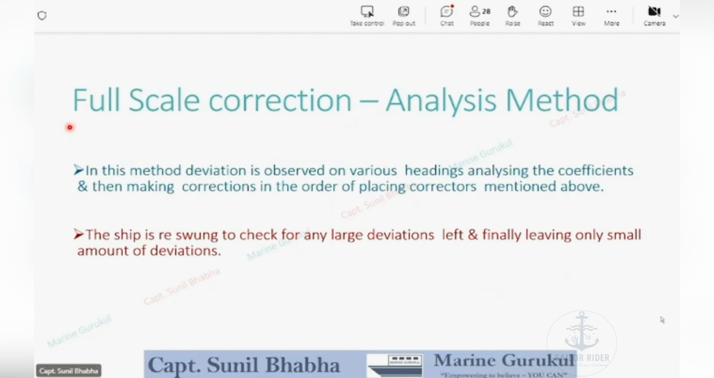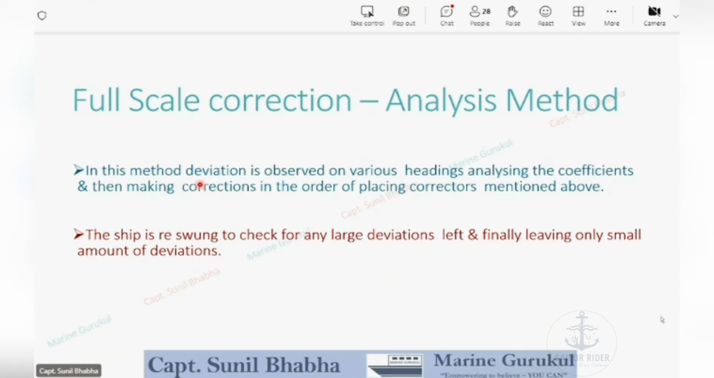Now there are many variations in the methods which we use for compass correction. Some methods are used to correct the compass of a brand new ship, where no correctors are placed. And some of the methods are used for adjusting the compass later on, a partial adjustment. Now what we see here is the analysis method which is used for a full scale correction of the compass. That means if we have a brand new compass without any correction placed on board, the analysis method can be used to correct that compass and prepare the deviation card.